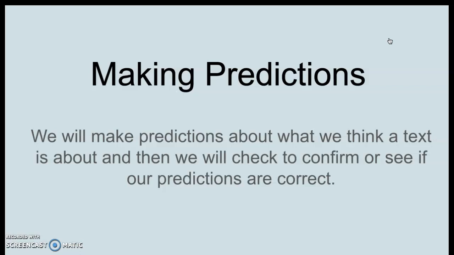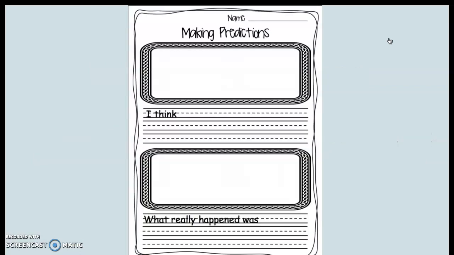We can use the pictures on the pages also to inform us and give us an idea. It's kind of like we're detectives. We can try to guess what is happening. So today we will make predictions about what we think a text is going to be about, and then we're going to come back and check to see if we were right or correct. So what we're going to do today is look at our story of the week, but we are going to be making predictions.